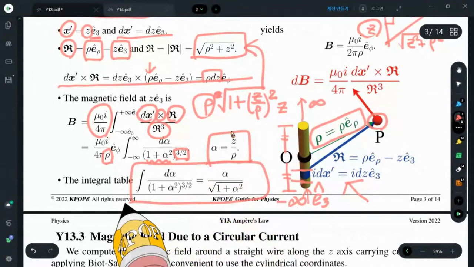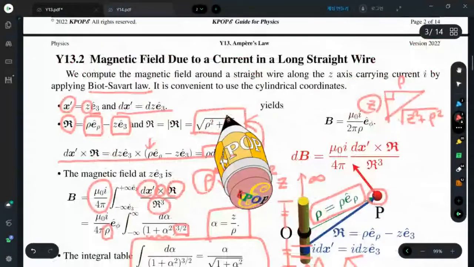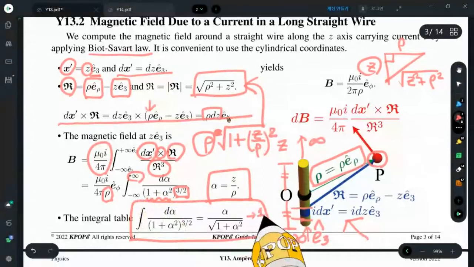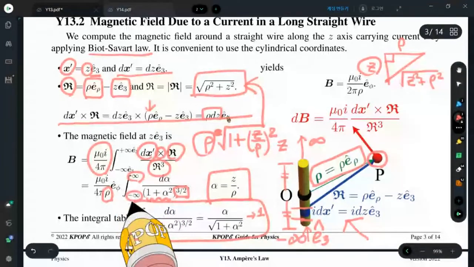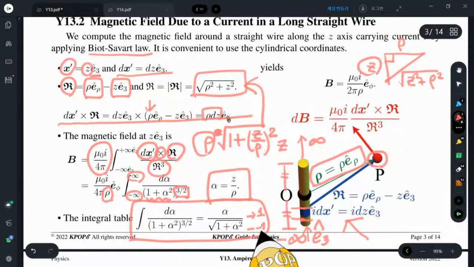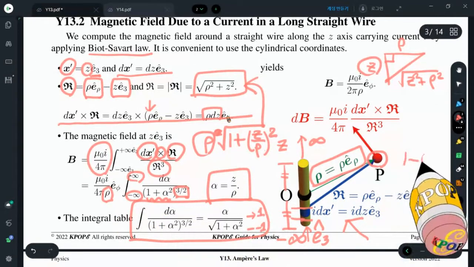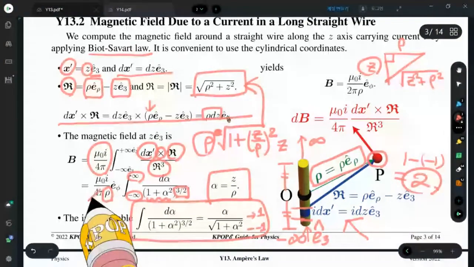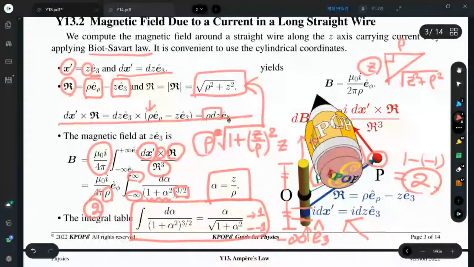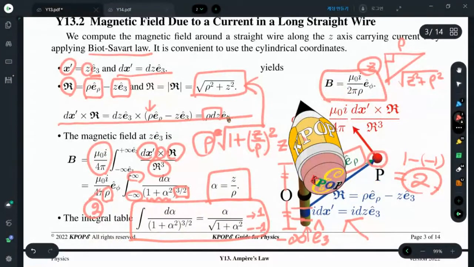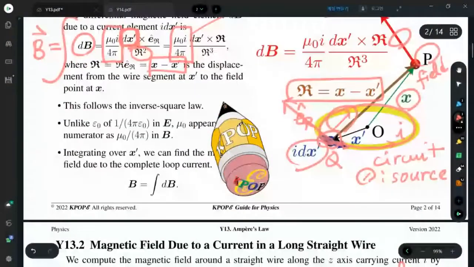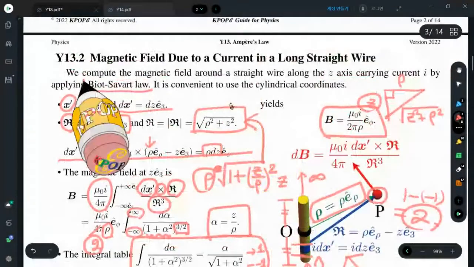An integral table can be used to find the answer. Substitute this one. At infinity, it becomes 1. At minus infinity, it becomes minus 1. Therefore, 1 minus minus 1, that is 2. That factor of 2 removes the factor of 2. Therefore, we end up with the result I told you without calculation, and we have reproduced this result using the Biot-Savart law.